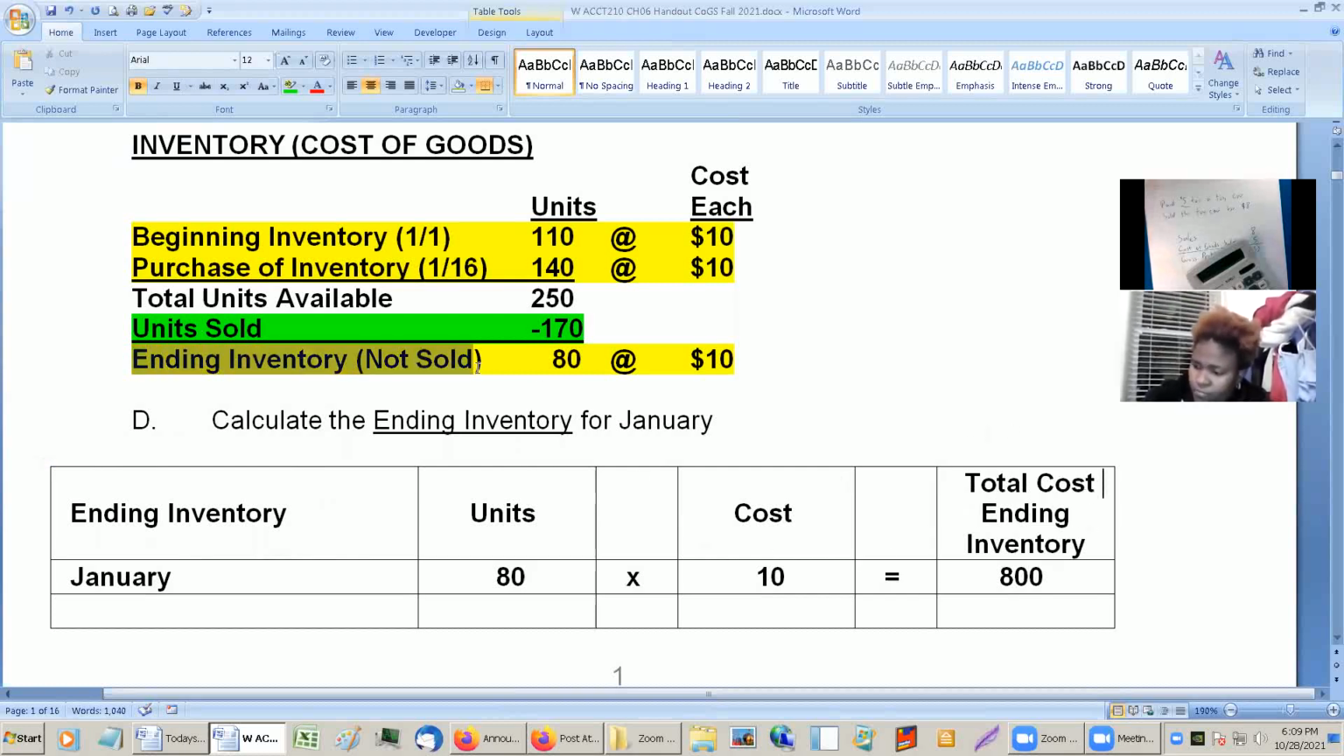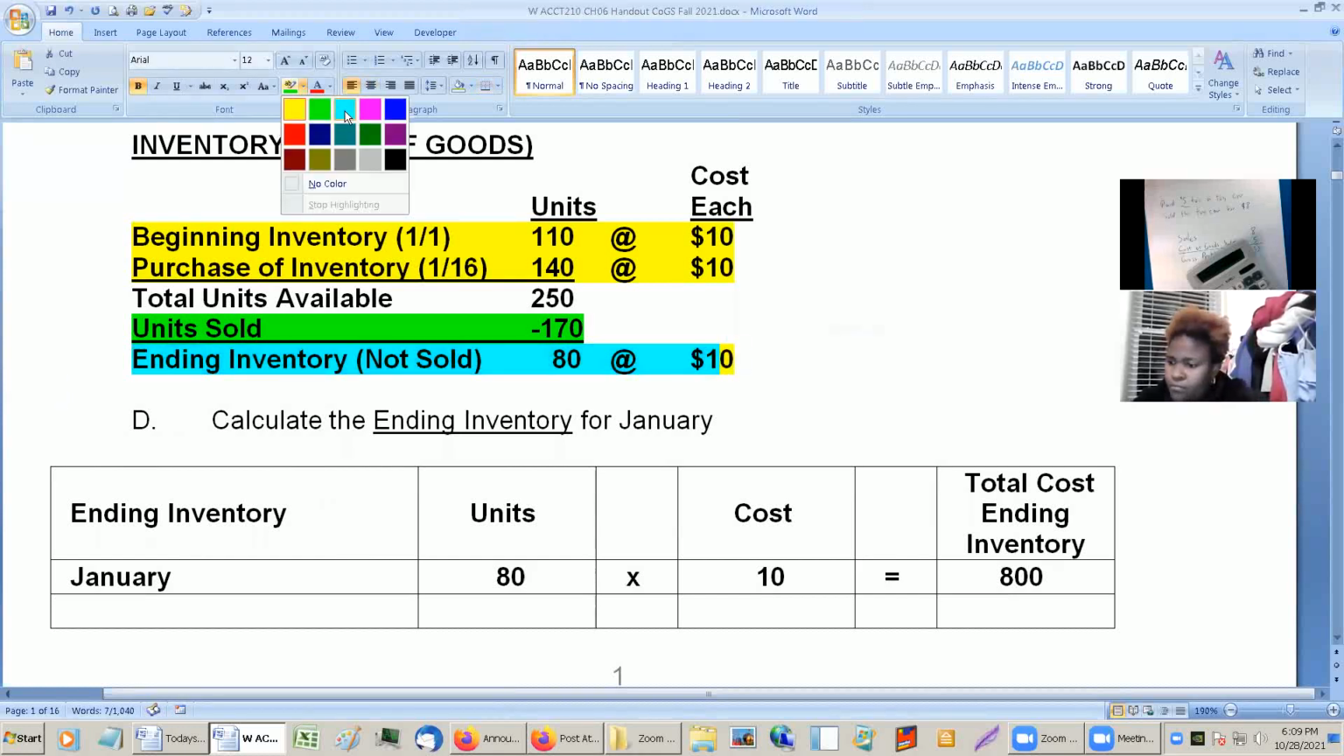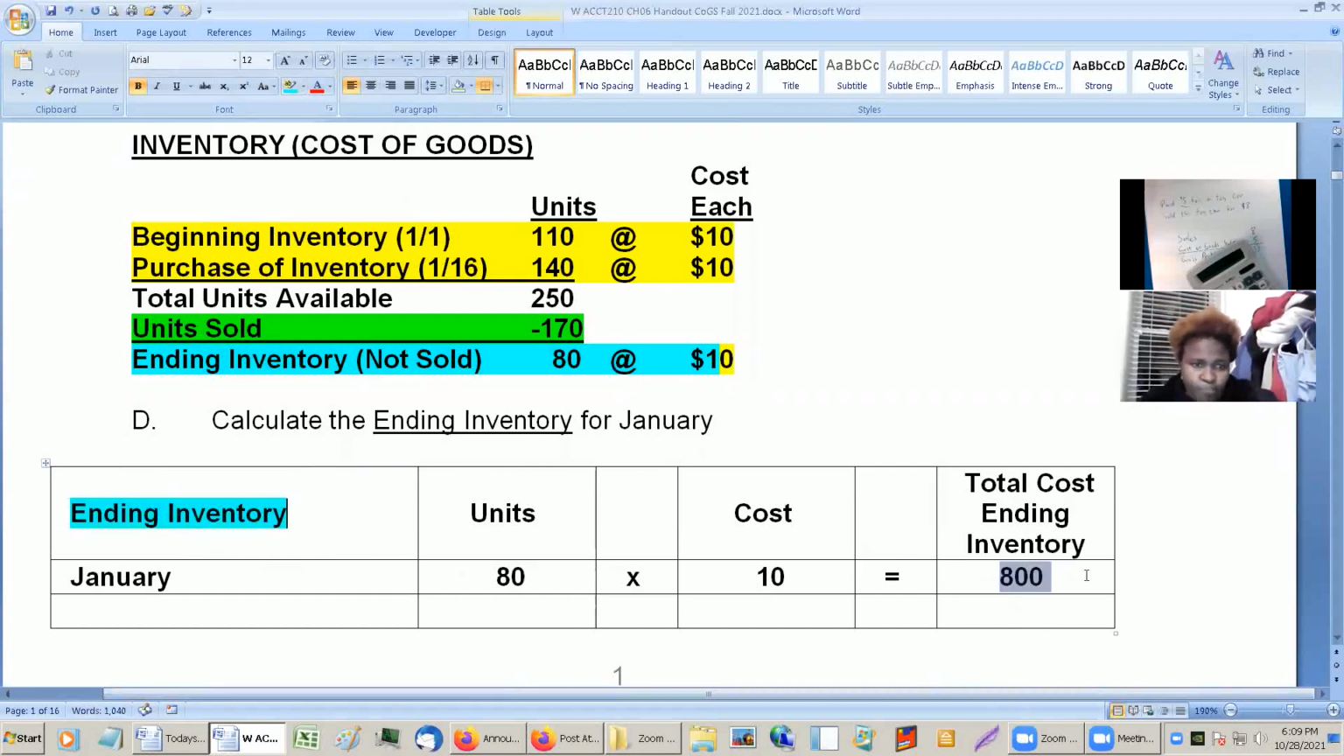I'll make this a different color. Make it turquoise. So this will be our ending inventory, what's left over. This is what was not sold. And so the next period, we would start out with 800 in that account, 80 units at $10 each, and try to sell those.